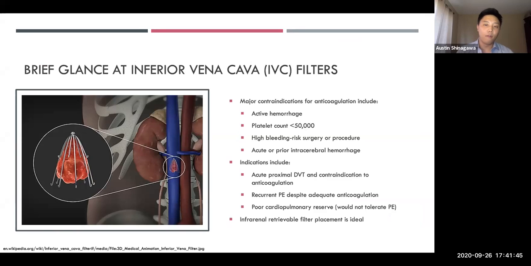And the reason I am going over these is because the indications for IVC filters are acute proximal DVT and a contraindication to anticoagulation, if they're having recurrent PEs despite being on an adequate anticoagulation regimen, or if they have a poor cardiopulmonary reserve, and the morbidity from a PE would be extremely high. This is just a very brief overview of IVC filters. It's a whole other can of worms to go into the literature regarding these, so I won't do that, out of the scope of this presentation, but we can maybe cover it in a future journal club.